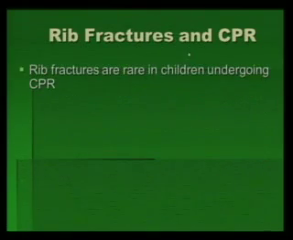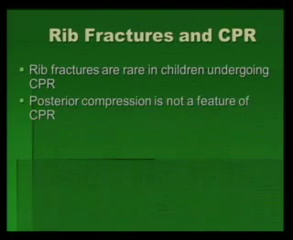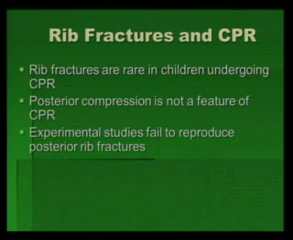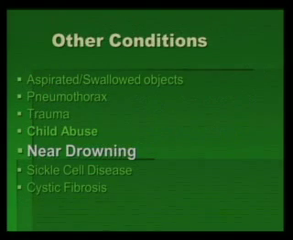Rib fractures and CPR. The lawyers, when you go to testify, are going to try to tell you that the baby has rickets, that the baby has osteogenesis imperfecta, or that they had CPR because the baby wasn't breathing. Posterior rib fractures cannot be reproduced. They did a study, they could not reproduce posterior rib fractures. Children are pretty pliable, so when you do CPR on a kid, rib fractures are not that common. They're a lot more common in older people than they are in young, little infants and newborns. Posterior compression is not a feature of CPR, and they did the studies and they could not reproduce a posterior rib fracture with CPR. So if you see a posterior rib fracture, you can say they've done studies and they cannot reproduce it.